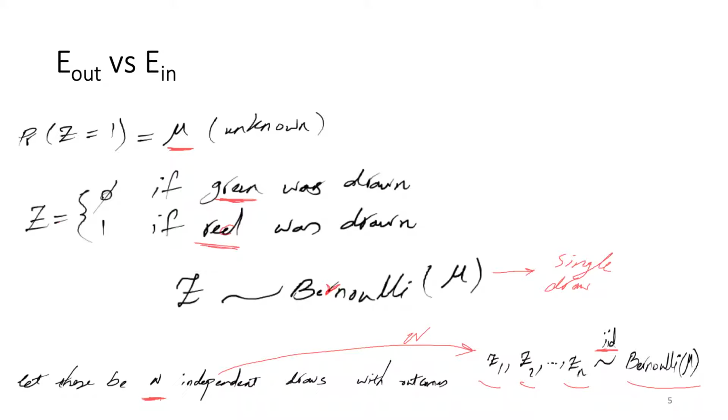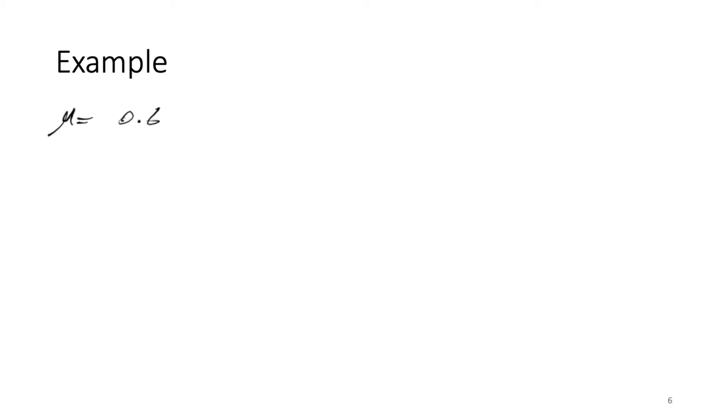Okay, as an example, let's assume mu is equal to 0.6, and we have 9 independent draws, right? So 1 to 9. You see each of these could be either 0 or 1. So the output sequence will be represented by, in this case, 1, 0, 0, 1, 1, 1, 0, 0, and 1. Right?